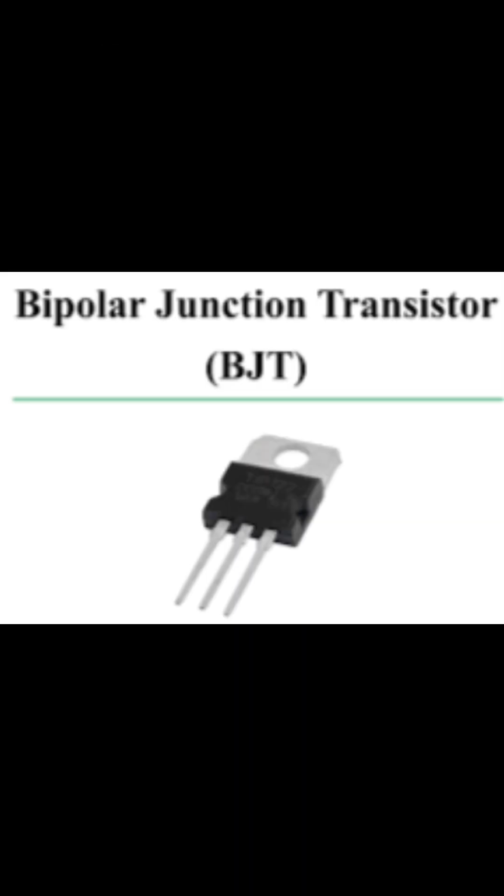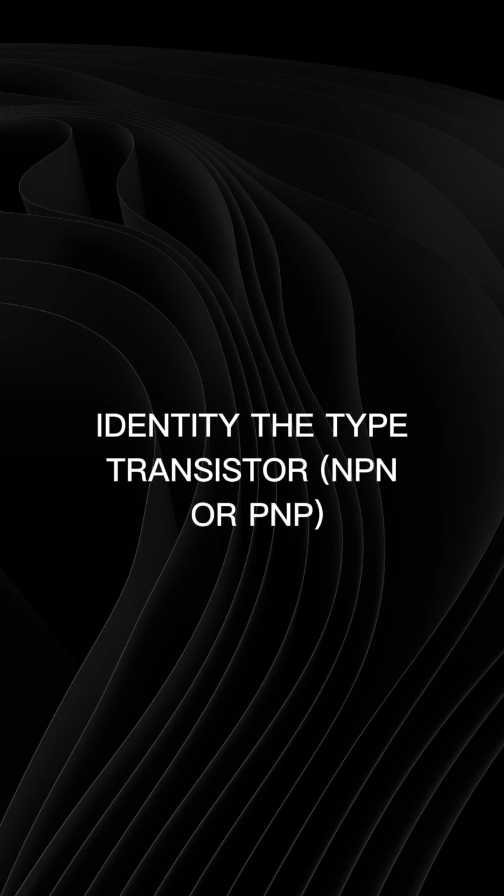BJTs are commonly made from two semiconductor materials, silicon and germanium. Silicon is the most widely used because of its excellent thermal stability, low leakage current, and abundance. Germanium, while less common today, has higher carrier mobility but is more temperature sensitive and has higher leakage current. Each material has its own electrical characteristics that affect the performance of the transistor, including voltage ratings and switching speed.